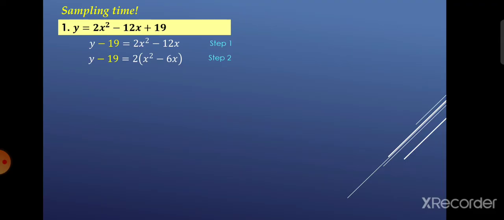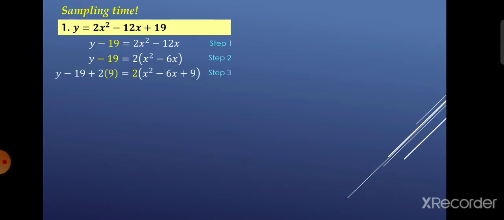The common factor of 2 and 12 is 2. Put the 2 outside the parentheses. Then times x squared. 2 times x squared is 2x squared. Copy the minus. Then the factor to multiply by 2 to get 12 is negative 6x. So 2 times negative 6x is negative 12x. That comprises our step 2.